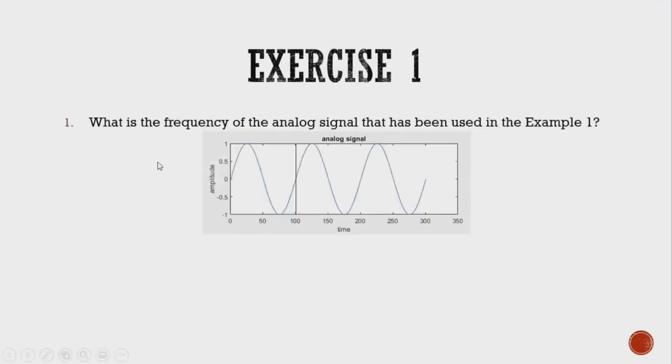what is the frequency of the analog signal that has been used in example 1? As we know, the formula for frequency is f equals 1 over T. From the signal in example 1, it needs 100 seconds to complete one cycle. So we input T, which is 100 seconds, in the formula. Then we will get the frequency as 10 millihertz.